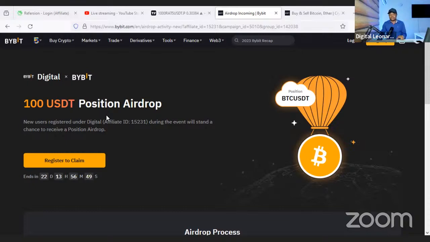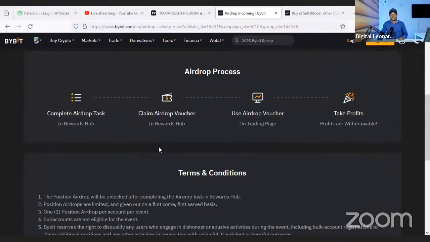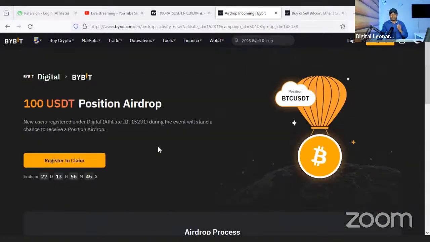That is why crypto is good. It's always there to give you the chance to make profit. So claim this airdrop and use the free money to start trading. If you come in here with greed and fear, you will lose the money.